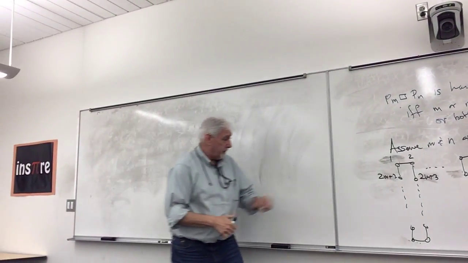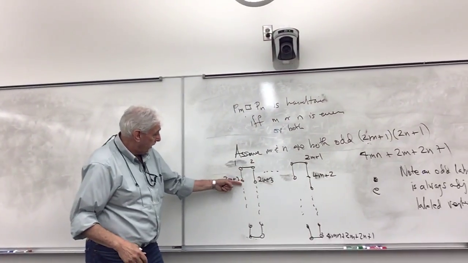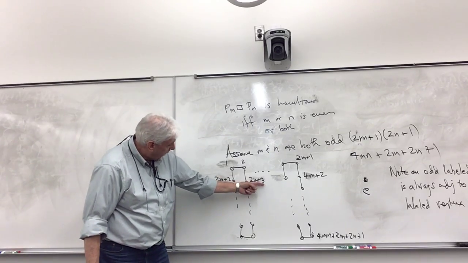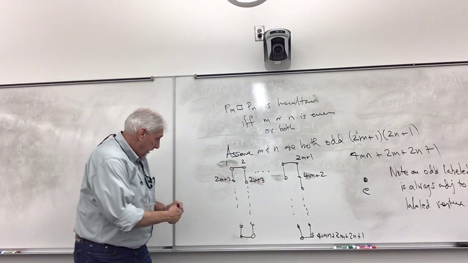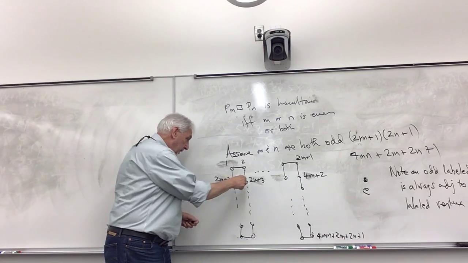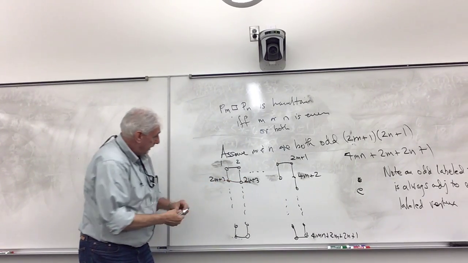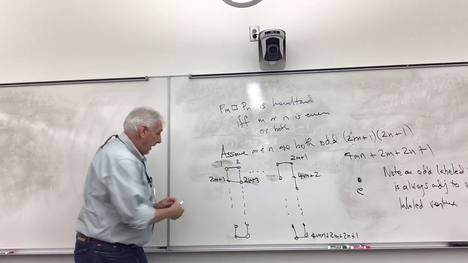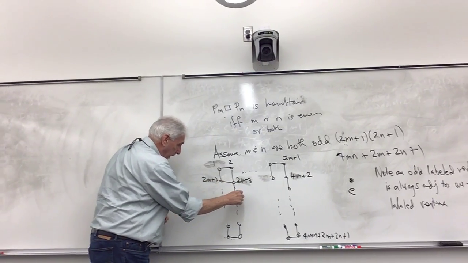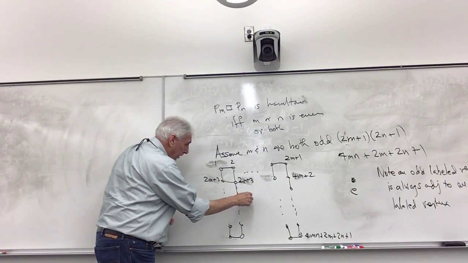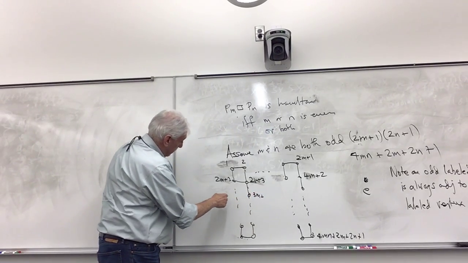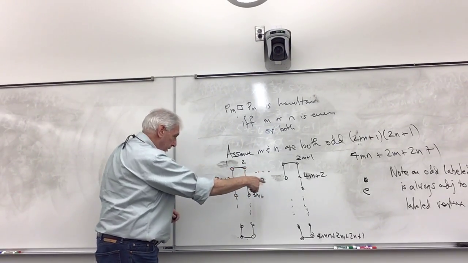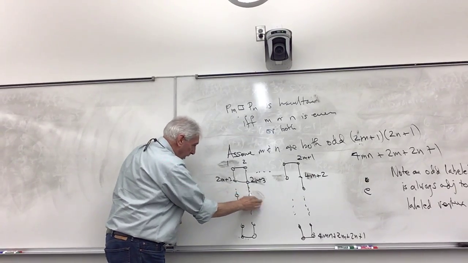Notice all its adjacencies. So 1 is adjacent to 2 and 2m plus 2. 2m plus 3 is adjacent to 2, 2m plus 2, and 2m plus 4, and down here would be 3m plus... Let's see. We'd have to come back down here. What would this number be?